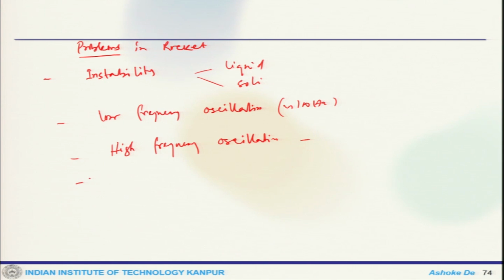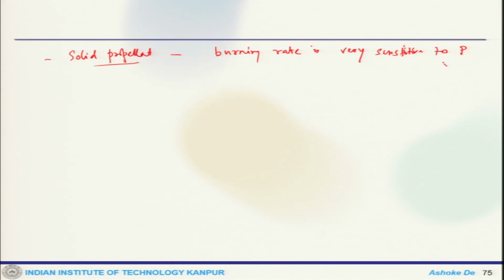Then you have some things very specific to solid propellant rockets. In solid propellants, the burning rate is very sensitive to pressure and velocity.